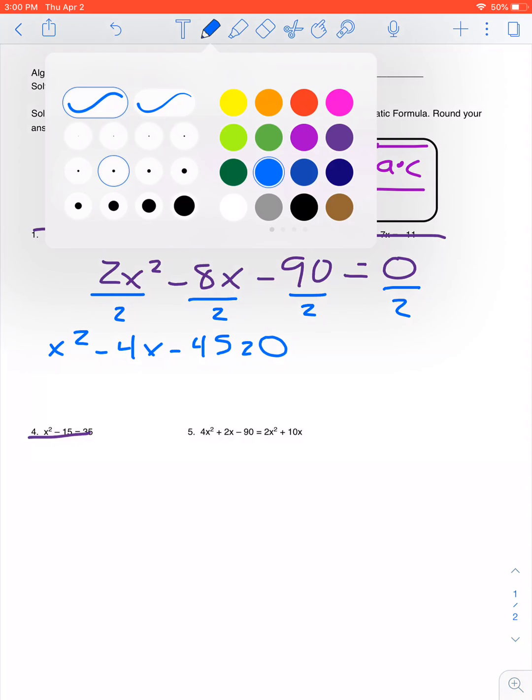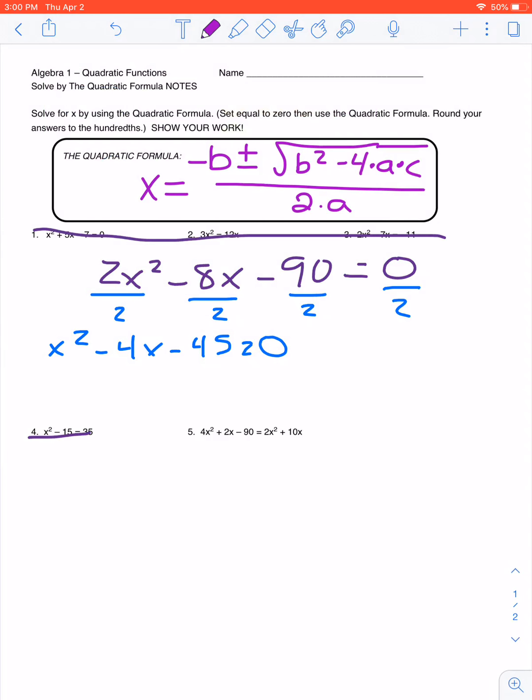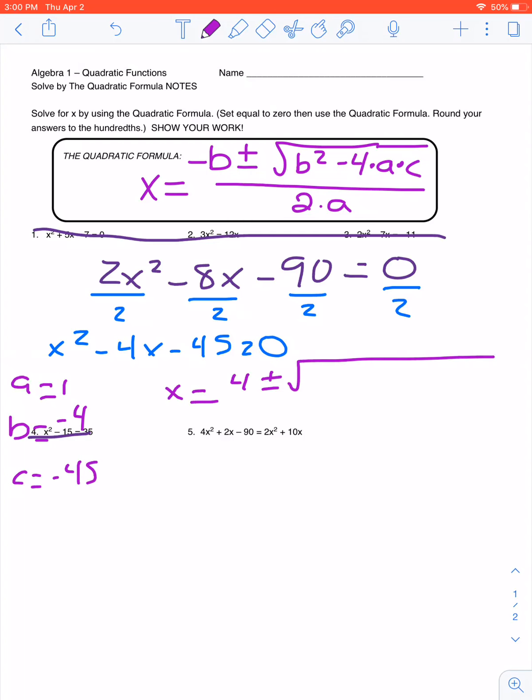Then from there, since I have everything to one side, equal to 0, I'm going to find my a, which is 1, my b, which is negative 4, and my c, which is negative 45. So this number is going to be a little bit bigger than it was before. That's absolutely okay. We're just going to work with it. We have our calculators to help us out. So I get x equals negative negative 4, so that's going to give me a positive 4, plus or minus the square root of, again, that negative 4 goes in parentheses squared, minus 4ac. Remember, that's a negative 45. Whole thing over 2 times 1.